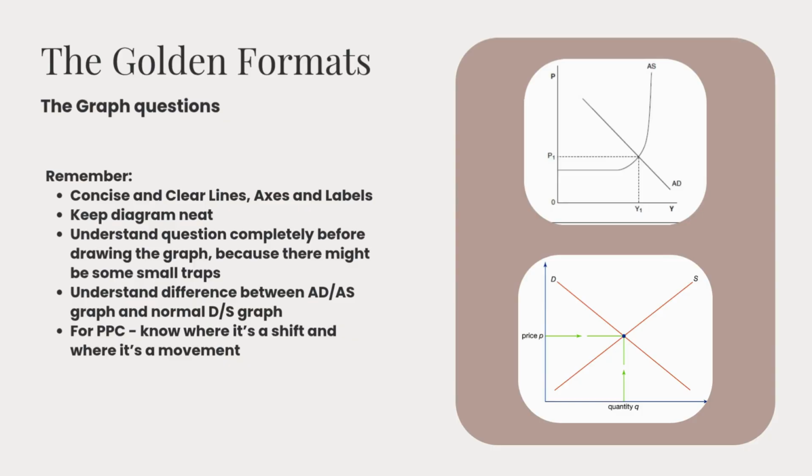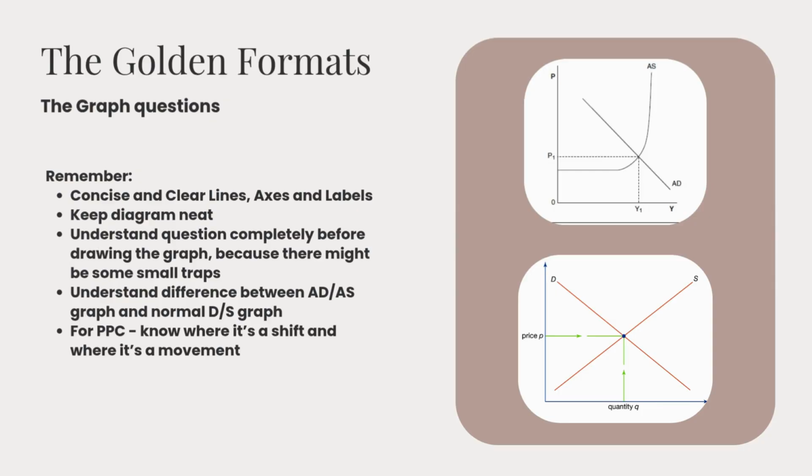So first of all, draw lines clearly with clear labels, and always draw a 0 next to the ending. It's very important. Write a 0 in the beginning of 2 axes. And then after that, know the difference between aggregate supply and aggregate demand, as well as the normal demand and supply curve, because in aggregate supply, as you can see in the top graph, it's not a straight line.